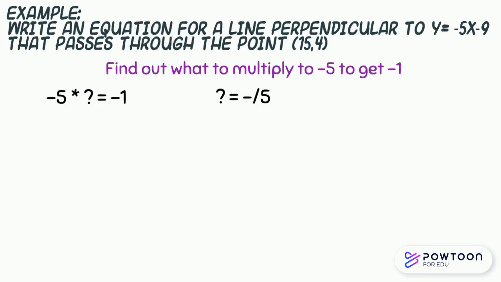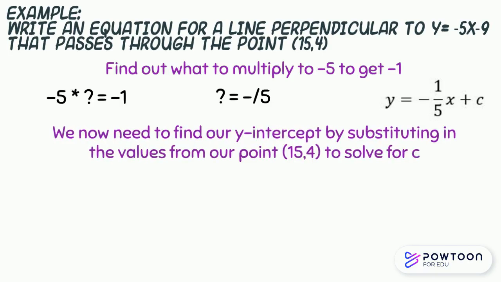Now we know that we have the equation of y equals -1/5 x plus c. We don't know what that plus c is. We need to actually figure that out. Unlike the last example, our point isn't at the y-intercept because our x isn't 0, so we need to use it to find out the y-intercept.